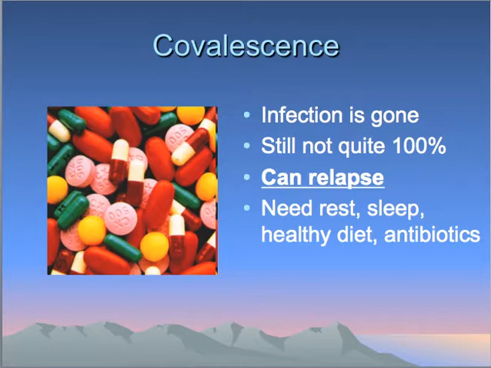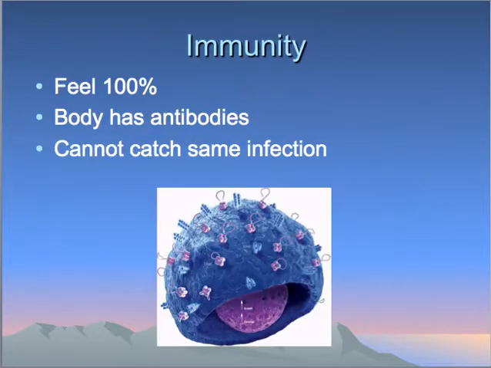all over again. So when you're in this stage, you need to still drink plenty of fluids, get plenty of rest, and limit physical activity so that you can get to be 100%. Finally, the last stage is immunity. You are back to your old self. You feel 100% better. Your body has now developed antibodies so that you can never get that infection again, and you're good to go. You're 100% at this point.